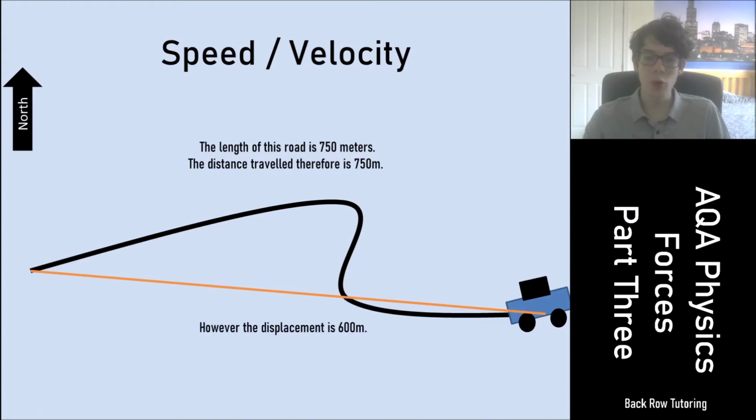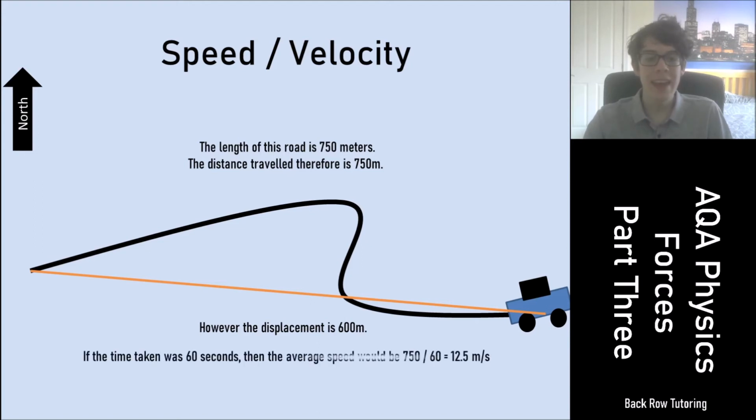So, if that road is 750 metres long, it means the car has travelled 750 metres. But the displacement of that car is much less than 750 metres, because if you draw a straight line from the start to the end, it's only 600 metres. If the time taken was 60 seconds, then the average speed would be 750 divided by 60, which would be 12.5 metres per second. And that's because you've taken the distance travelled, and you've taken the time, and you've inserted it into the formula to get your speed.